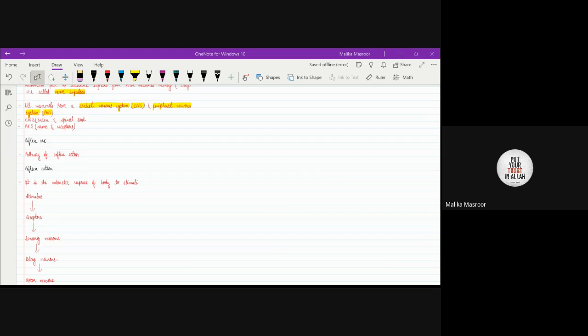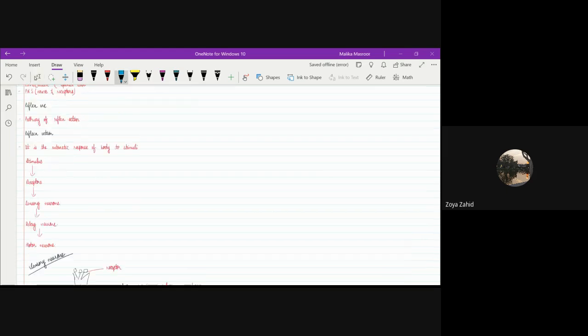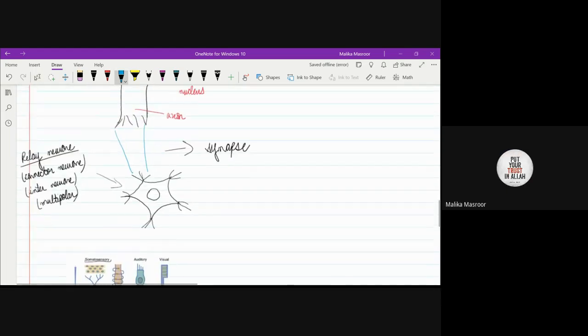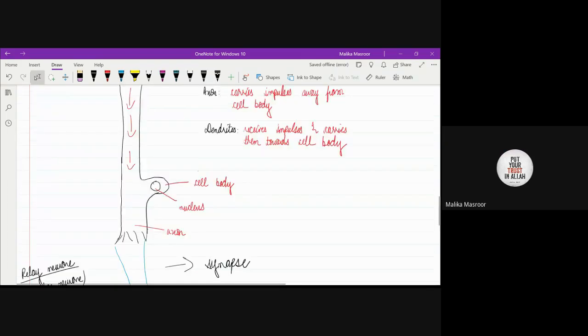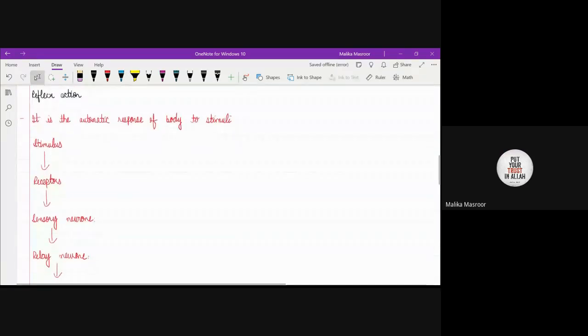Yes, Zoya. Miss, does the relay neuron have a cell body? Cell body is only this part. It does not have axons. It has a nucleus, cell membrane, some dendrites with no axon. So that's why it's dendrite to dendrite connection. Yes. Okay. All right.